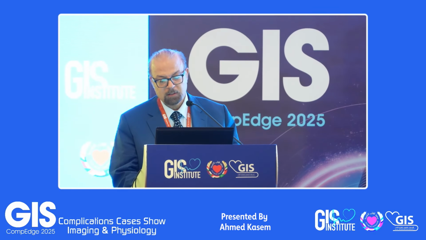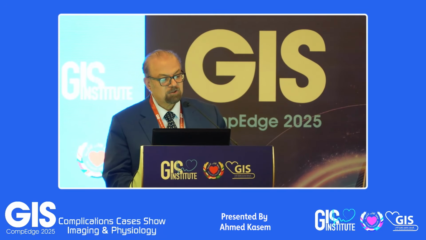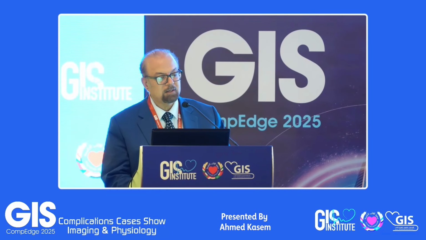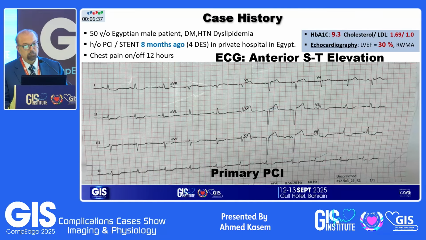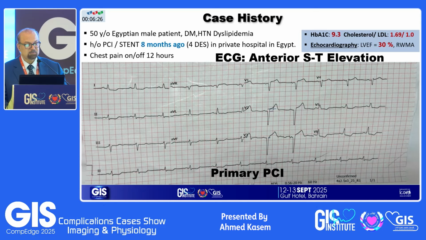It's my pleasure to share this case: sudden cardiogenic shock and pulmonary edema during primary PCI. This patient is a 50-year-old Egyptian male, diabetic, hypertensive, dyslipidemic, with a known history of PCI and stenting 8 months earlier in Egypt, with drug-eluting stents in a private hospital, but we don't have the details of this procedure actually.